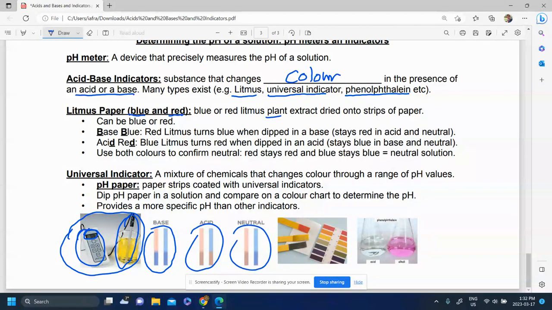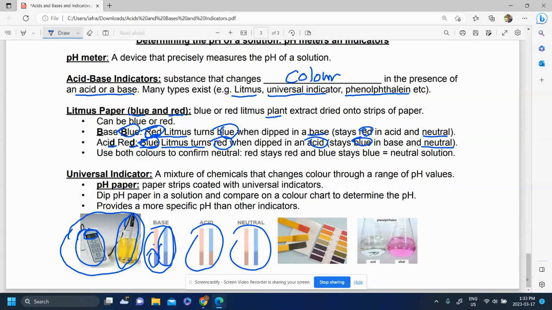And you essentially use them together. So if you have red litmus paper and you put it into a base, it becomes blue, base blue. If you have blue litmus paper and you put it into an acid, it becomes red, acid red. Now, the interesting thing is that blue litmus paper will stay blue in a neutral solution, and red litmus paper stays red in a neutral solution. So you can take a look over here. Here we have red litmus paper. It turned blue in a base, but stayed blue in a base.